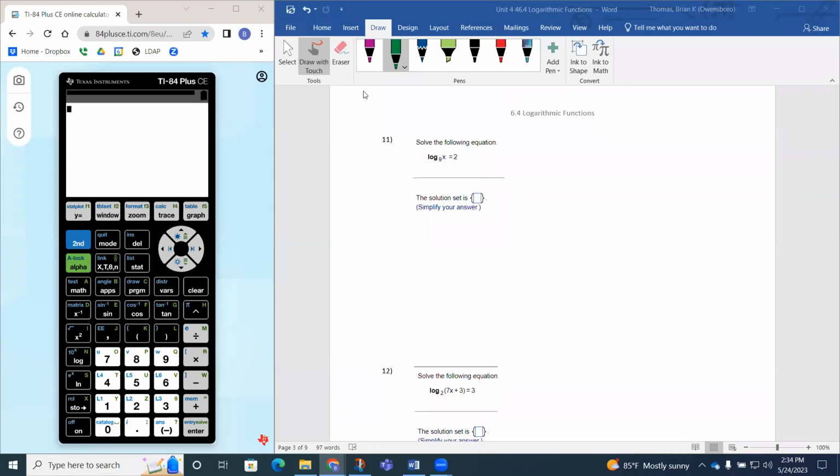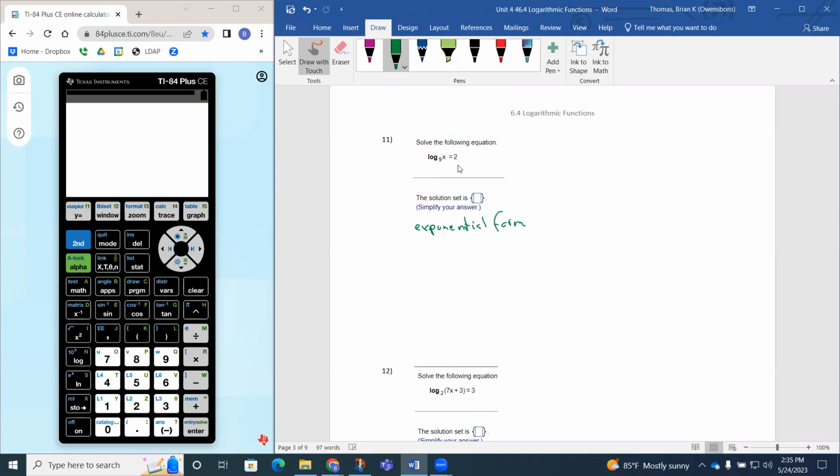So solve the following equation. The log of x base 9 is equal to 2. So when there's only one logarithm involved, the easiest way to do this is exponential form. Remember, that's an equivalent form.